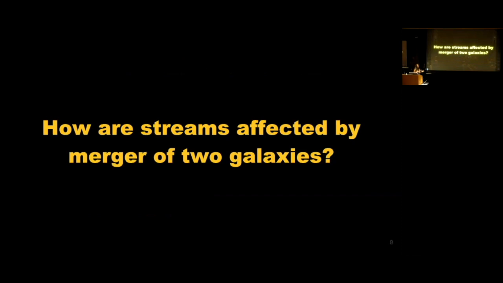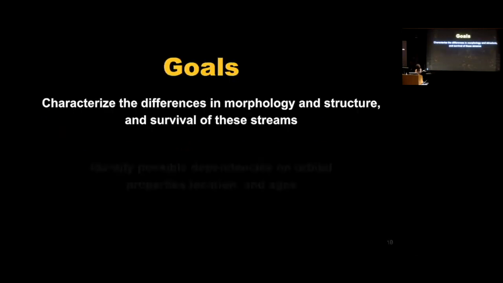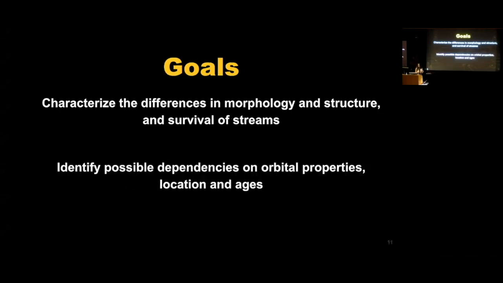The main question that we are trying to address in this project is: how are streams affected by the merger of two galaxies? The main goals are to characterize the differences in morphology, structure and survival of these streams, and also to identify possible dependencies on orbital properties, location and their ages.